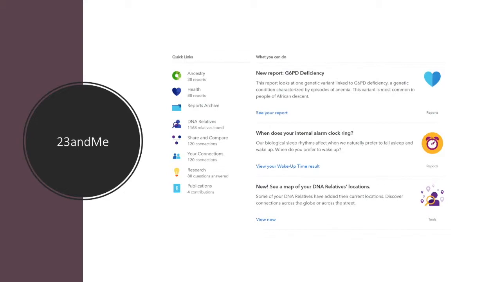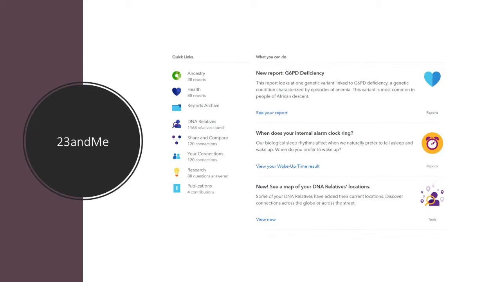23andMe is interesting because, as well as getting the matches and the ethnicity results and the chromosome browser, you also get health information. So it will tell you if you carry markers for certain conditions. Although I must say that if you do get something flagged up that you're worried about, definitely go to a doctor and get a second opinion, because it's just an algorithm and you do want to follow that up. You don't want to panic if you take a test with them and it tells you something a bit scary.